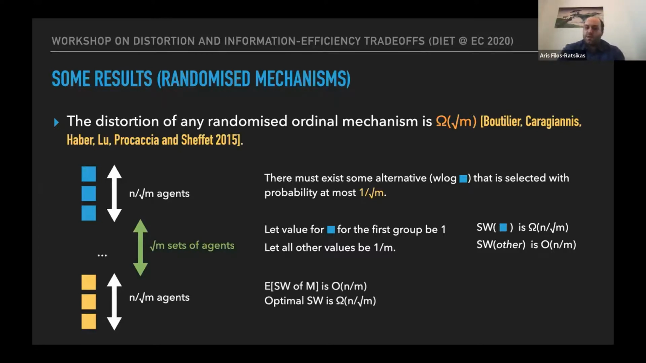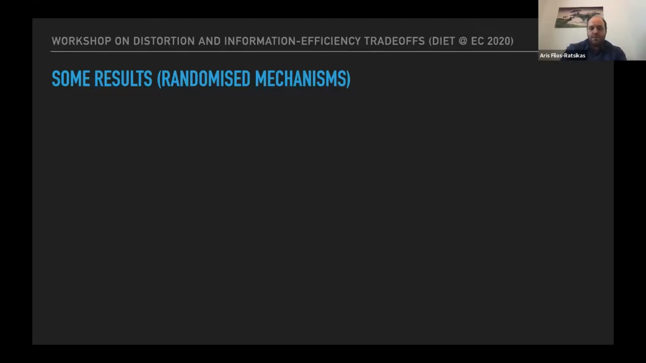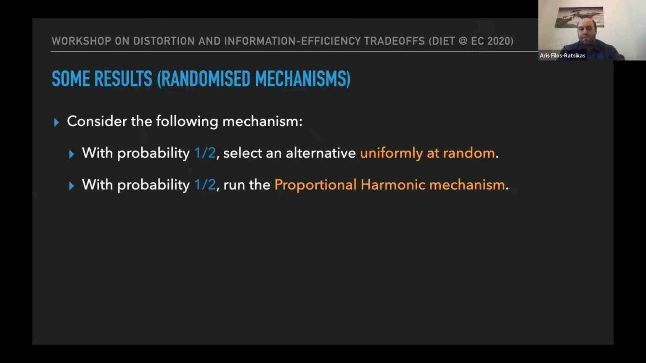And then the expected social welfare of the mechanism, because it selects the blue one with a very small probability, at most 1 over square root of m, is small, whereas the optimal social welfare is large. And then we get the bound. Okay, so I showed you 2 lower bounds and 1 upper bound. So now we'll show you the final upper bound without the proof here.